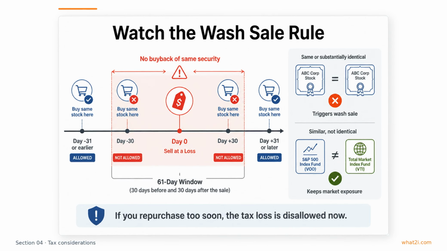To preserve market exposure, investors often switch into a similar but not identical investment during that period. The idea is to keep the portfolio aligned while still respecting the tax rule. Ignoring wash sale rules can remove the very tax benefit the investor was trying to create.